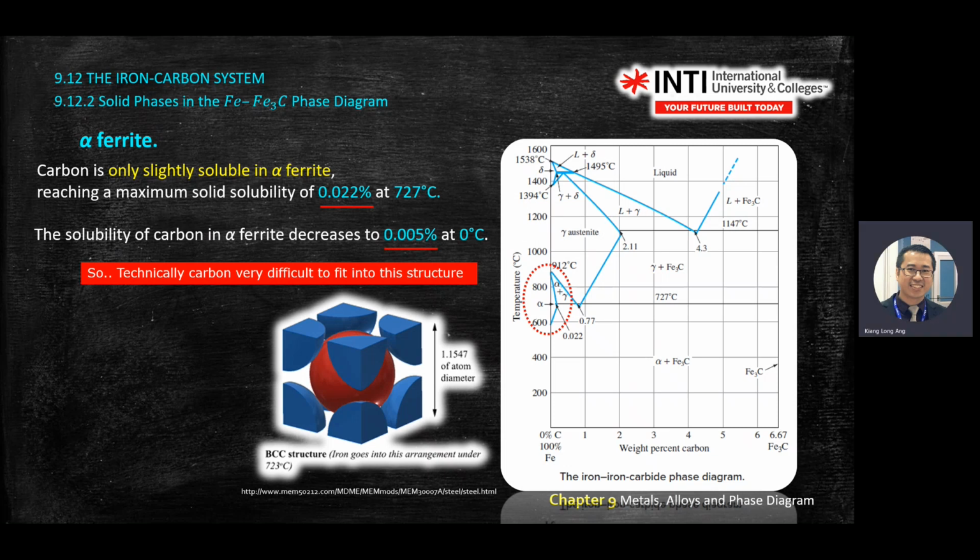So you know that this is BCC. If you do the analysis between the radius of carbon and the space that you have in BCC, you find it's very hard for carbon to fit into this space here. So that's why you see the solubility of carbon is very low. If you reduce the temperature, your crystal structure will shrink, right? So it makes it more difficult for the carbon to fit inside the space here.